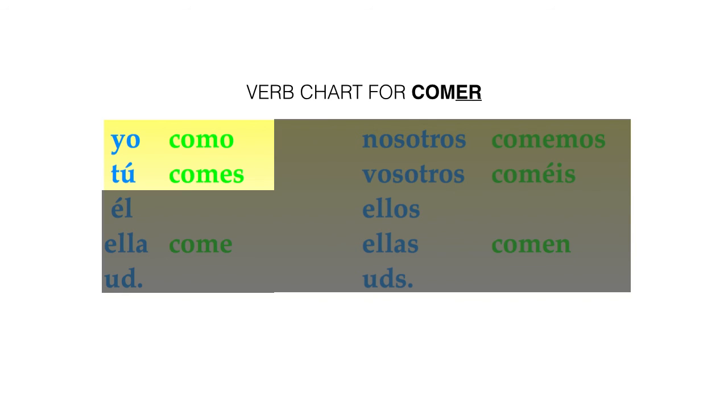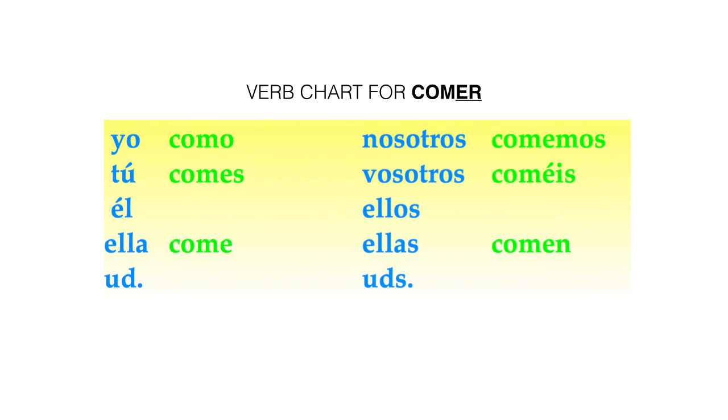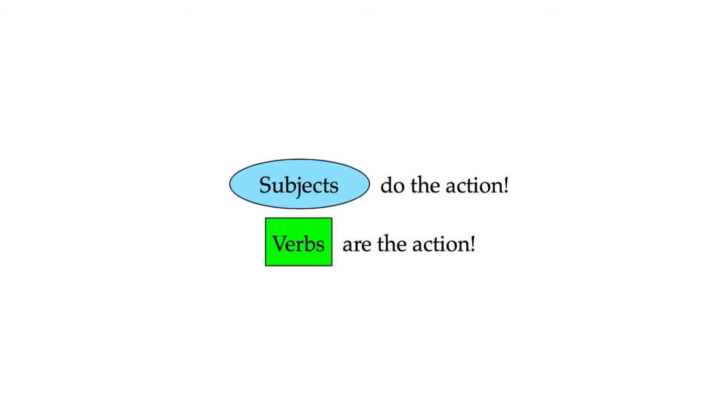Now, as you begin learning Spanish, some textbooks will only introduce you to a few forms of a verb at once, thinking it unwise to hand you the whole chart. Don't follow that plan. Turn to the back of your text and begin learning complete charts. Don't let them spoon feed you. Start writing your own sentences. Remember, subjects do the action, verbs are the action.